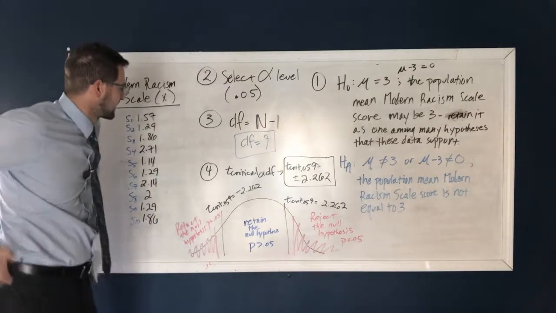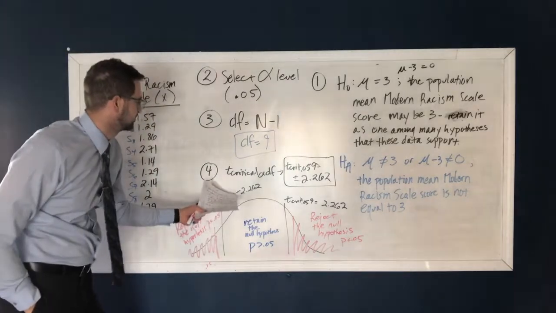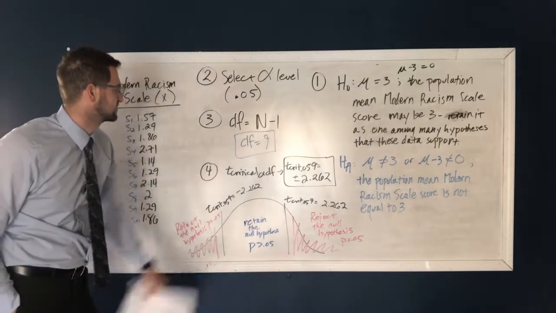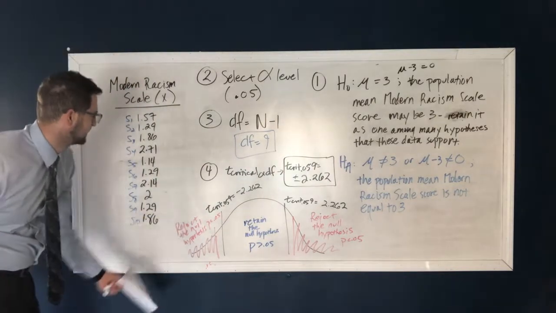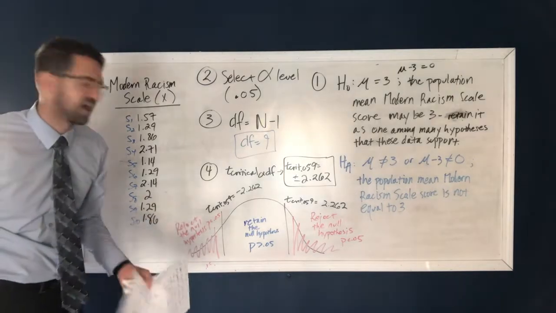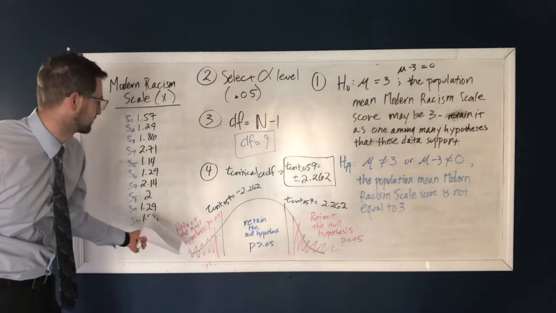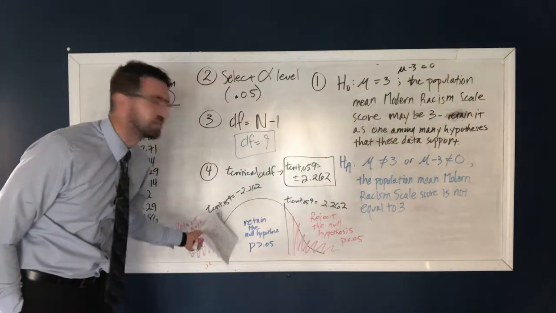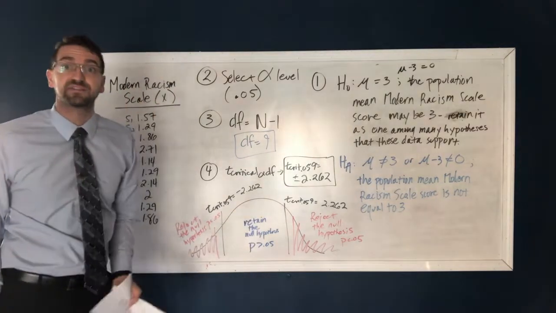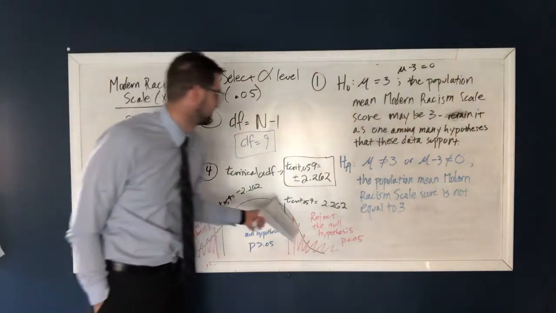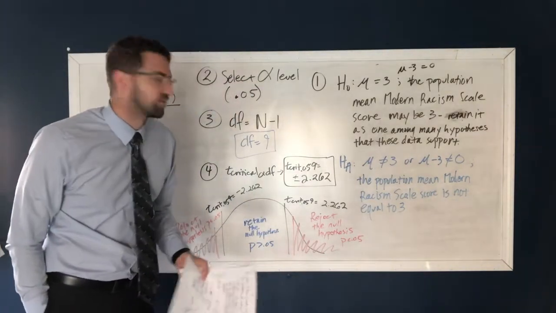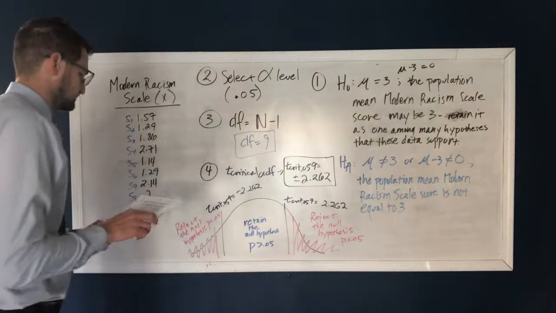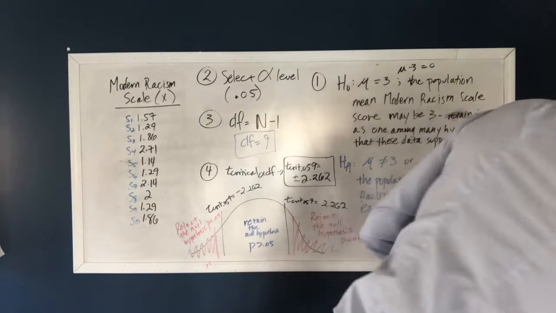Okay, so we have our negative T critical, negative 2.262, our positive T critical, positive 2.262, and then if the T obtained that we're about to calculate falls in this rejection region, we're going to reject the null hypothesis, P is less than 0.05. If it falls in the middle, we're going to retain the null hypothesis, P is greater than 0.05. If it falls in this rejection region, we're going to reject the null hypothesis, P is less than 0.05.